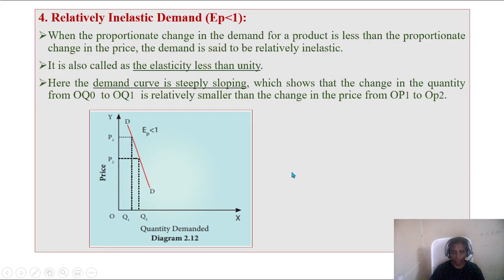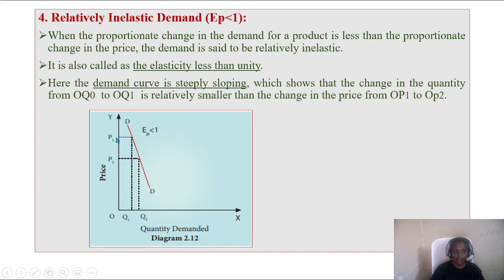Next, the fourth situation, relatively inelastic demand. Relatively inelastic demand is just the opposite of elastic demand. So EP will be lesser than 1. This is also called elasticity less than unity. Here, higher changes in the price level lead to lower changes in the quantity demanded. The price level from 0 to P1 is the original price level. When the price level is from 0 to P1, the quantity demanded will be from 0 to Q1 level.